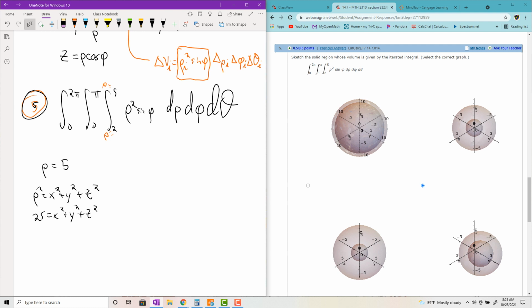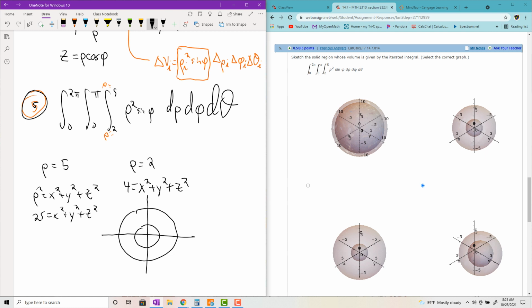And what the heck is that thing? That's just a sphere, right? It's a sphere with radius 5. And then, of course, rho equals 2 is just a sphere with radius 2. So surface to surface, what we're doing is going from a sphere of radius 2 to a sphere of radius 5. Looking at it from the side, just the cross section in the xz or yz plane, you should see something like that, right? So pretend we're in the xz plane.